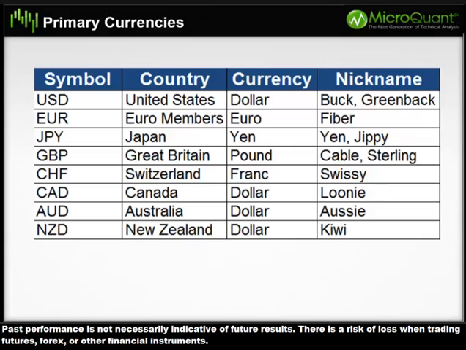GBP is for the Great Britain pound. Cable and the sterling are some common nicknames you want to know about that. CHF is the Swiss franc, and common name for that is a Swissy. And then on down this list here, we have the CAD for the Canadian dollar. It's commonly referred to as the loonie, or sometimes just the CAD. The AUD is for Australia. That's called the Aussie. Pretty nice. And the NZD is for New Zealand, and that is typically called the Kiwi dollar.